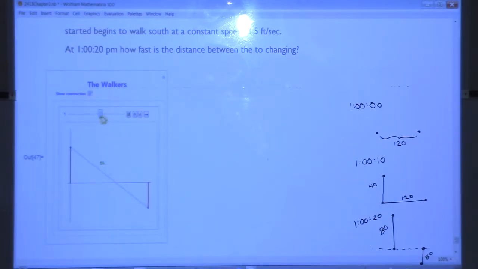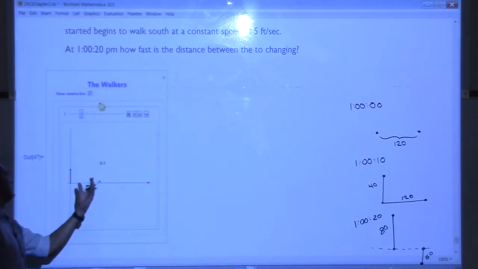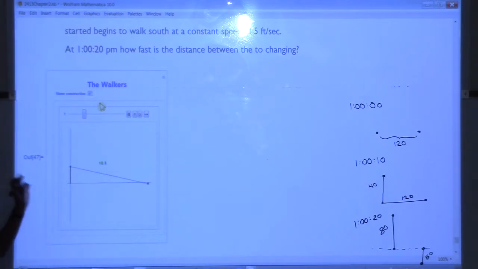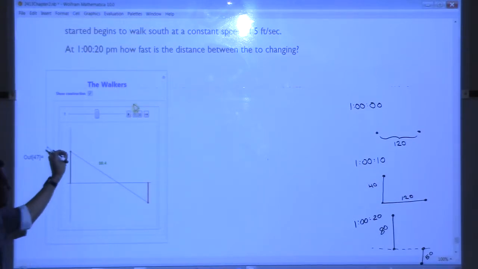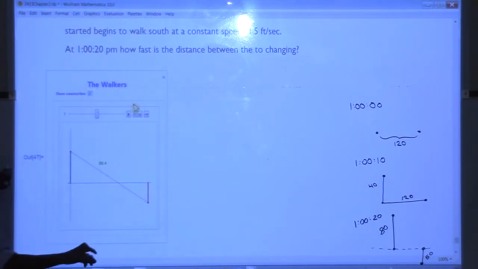So I'll back it up just a little bit. Okay, right to about there. He's been walking now 5 seconds, 7. Here we go. She's going to start heading south, and now that distance between them is changing, right? And at exactly 20 seconds, which is about to happen, I missed it. Right at that instant, at 20 seconds, how fast was that distance changing?